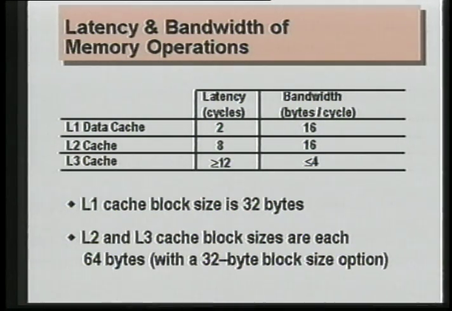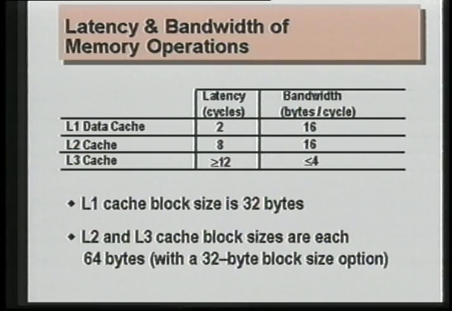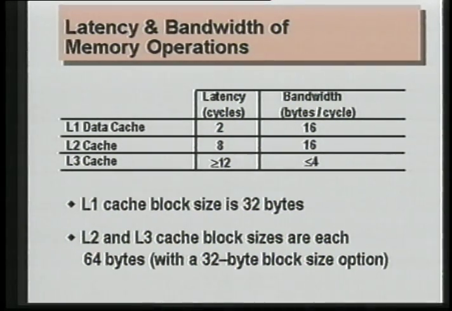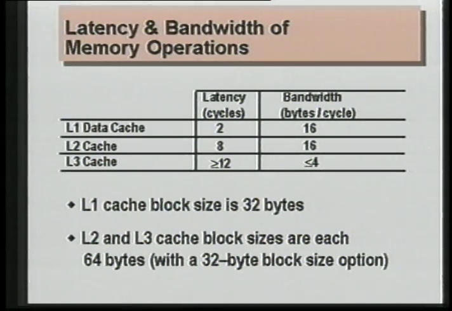The bandwidths of the 3 cache levels are determined by the bytes per cycle. In the on-chip caches, there's 16 bytes per cycle, and that's sustainable continuously. At our typical cycle time, that translates to 4.8 gigabytes per second of bandwidth. Now, the off-chip cache can transfer 16 bytes every 4 cycles or longer, and that comes out to 4 bytes or less per cycle, so a peak bandwidth of 1.2 gigabytes per second at our typical operating frequency. The level 1 cache block size is 32 bytes, and the level 2 and level 3 cache block sizes are either 32 bytes or 64 bytes, depending on how you program the chip.